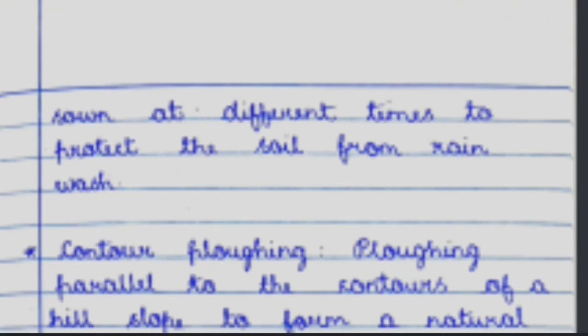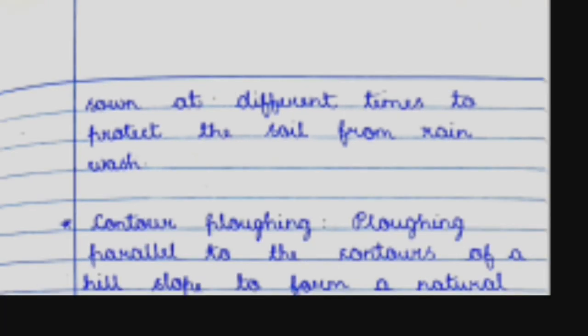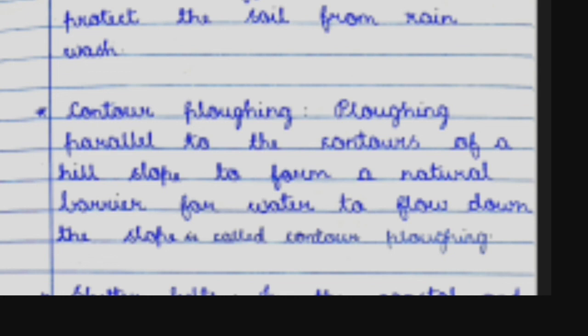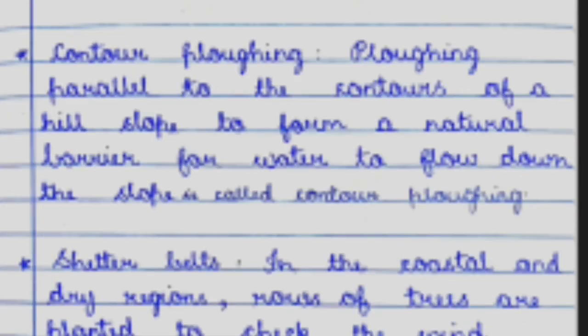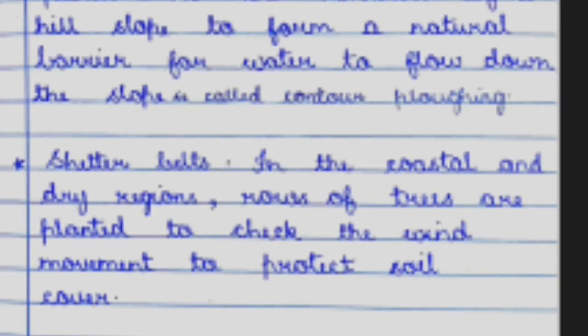6. Contour plugging. Plugging parallel to the contours of a hill slope to form a natural barrier for water to flow down the slope is called contour plugging. 7. Shelter belts. In the coastal and dry regions, rows of trees are planted to check the wind movement to protect soil cover.